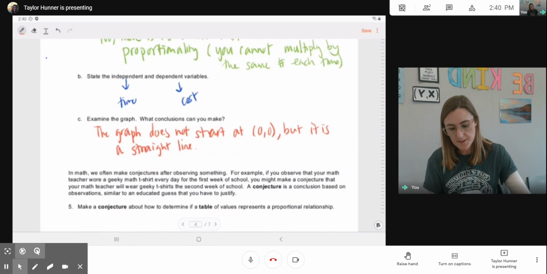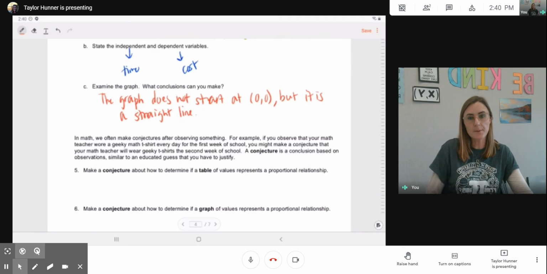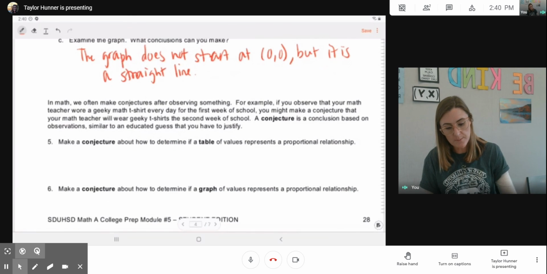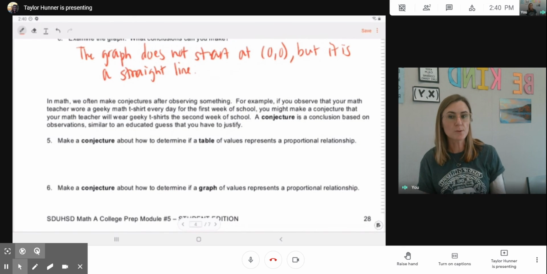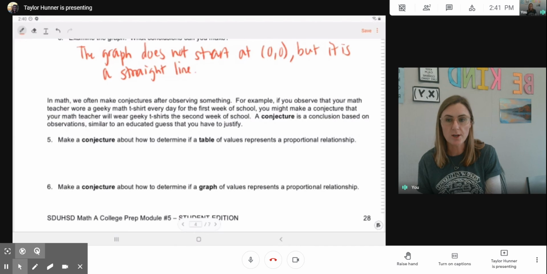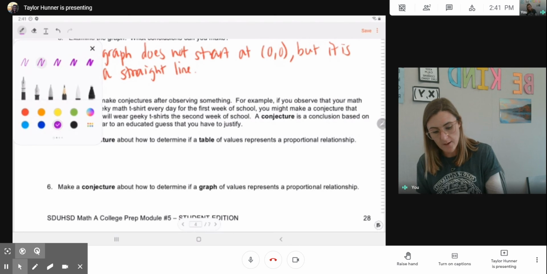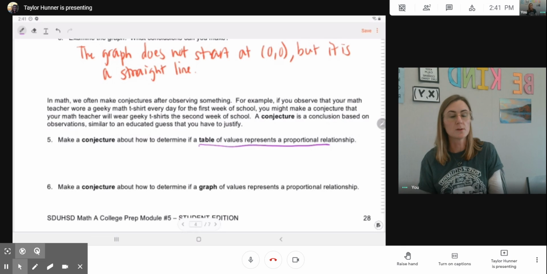Okay, so this next part here says in math, we often make conjectures after observing something. For example, if you observe that your math teacher wore a geeky math teacher shirt every day for the first week of school, you might make a conjecture that your math teacher will wear geeky t-shirts the second week of school. A conjecture is a conclusion based on observations, similar to an educated guess that you then have to justify or explain. So it says, make a conjecture about how to determine if a table of values represents a proportional situation. So how to determine if a table of values represents a proportional relationship.